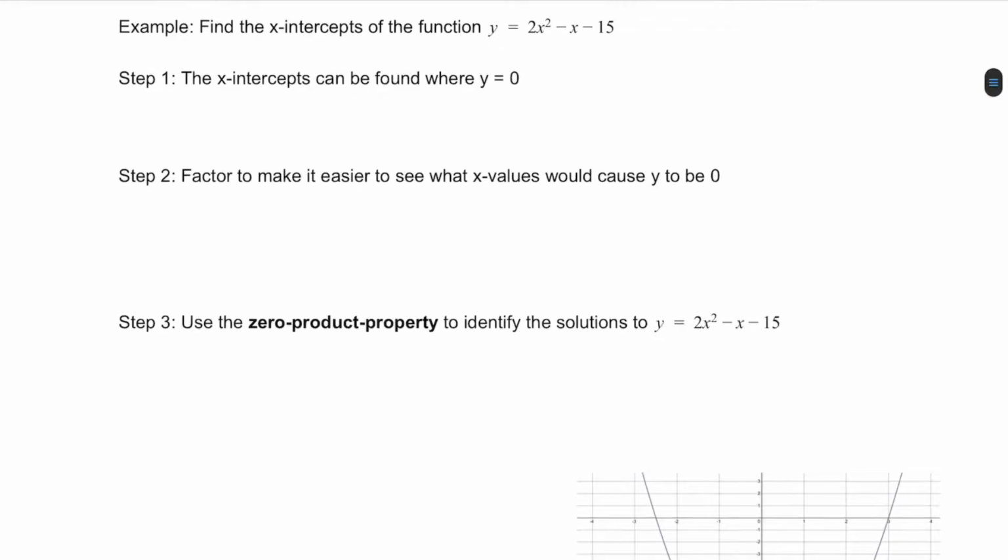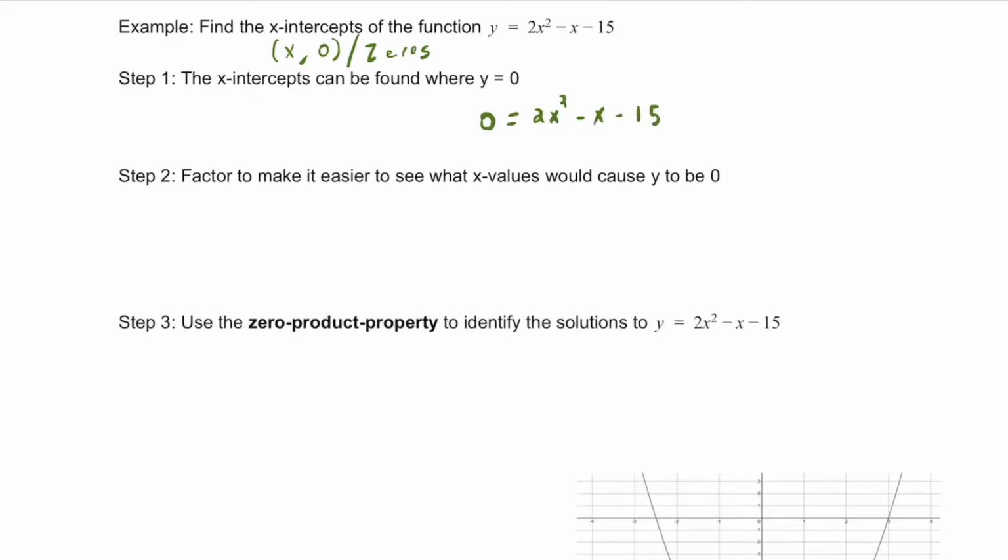Find the x-intercepts. So find the values of x that make y 0. Find the zeros of the function y equals 2x squared minus x minus 15. So the x-intercepts can be found where y equals 0. So the first thing I'm going to do is rewrite this: 0 equals 2x squared minus x minus 15.